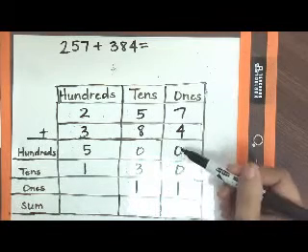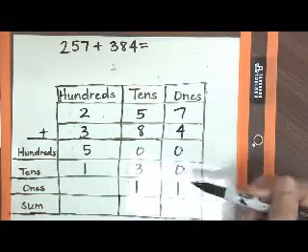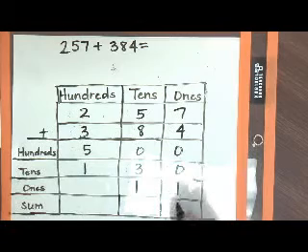So we're going to add our ones first. We have 0 ones plus 0 ones plus 1 one. That is going to equal 1 one.